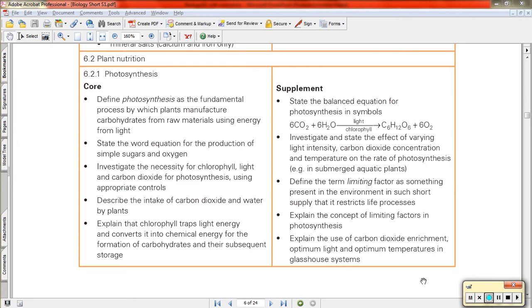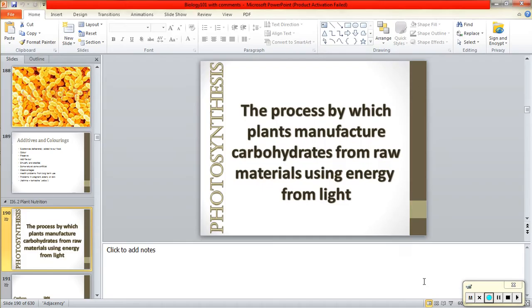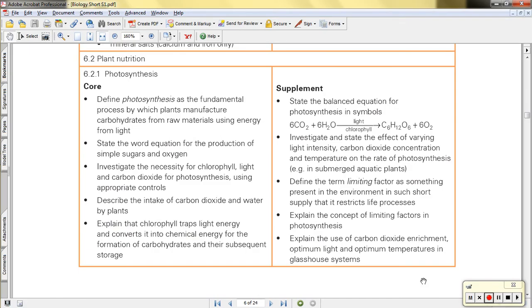Biology, section 2, 6.2. Not really sure why the syllabus goes from digestion to plants and then back to digestion, but it does. So we'll just follow it. They want a definition for photosynthesis, which they give you: the fundamental process by which plants manufacture carbohydrates from raw materials using energy from light. So basic, and we stick to our definition rules. If that's what the definition is, that's what we use.